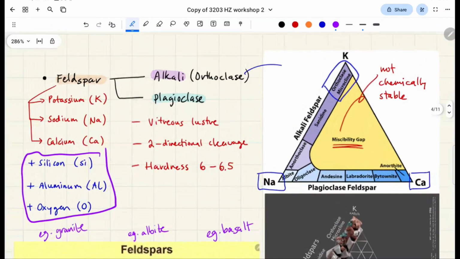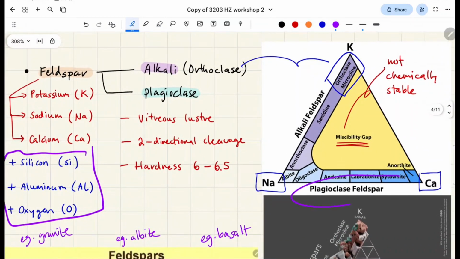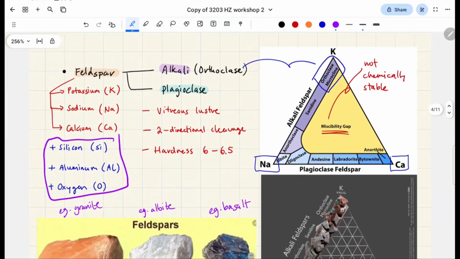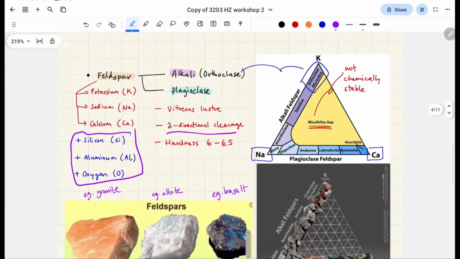And then along the top here, orthoclase feldspars is analogous to having high potassium, right? Whereas your plagioclase feldspars are on a spectrum between having more sodium and more calcium, right? So you might hear Na plagioclase feldspar or Ca plagioclase feldspar, right? Yep. As we saw before, this had a two-directional cleavage, so the planes of weakness looked like that.